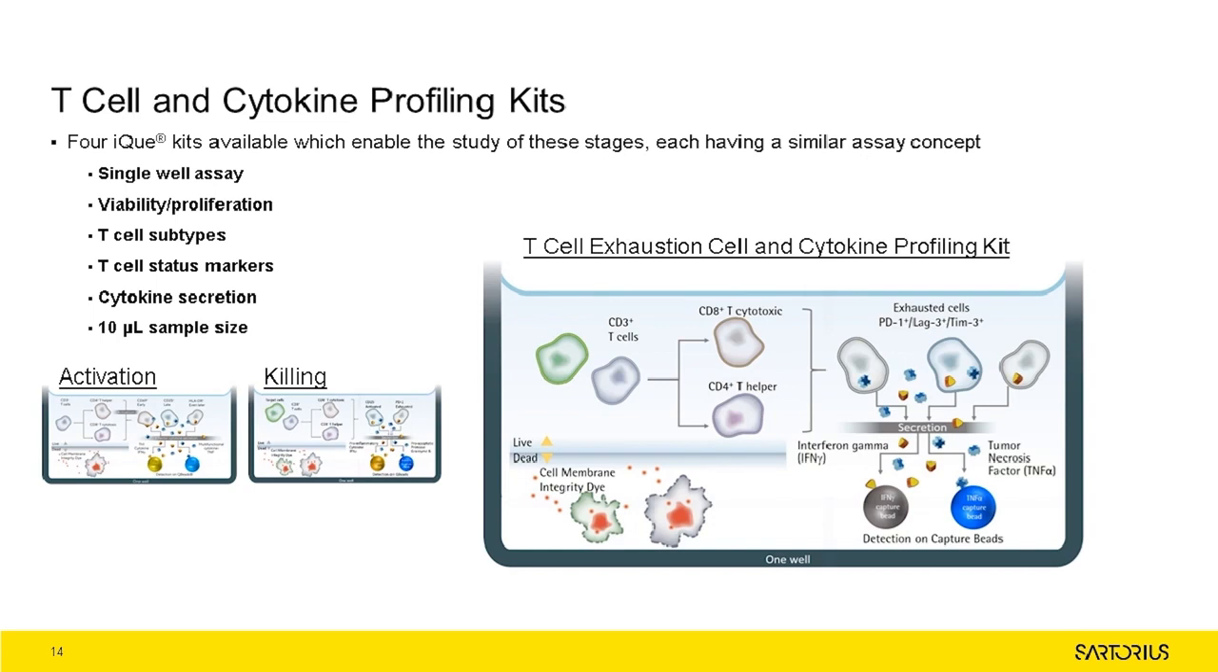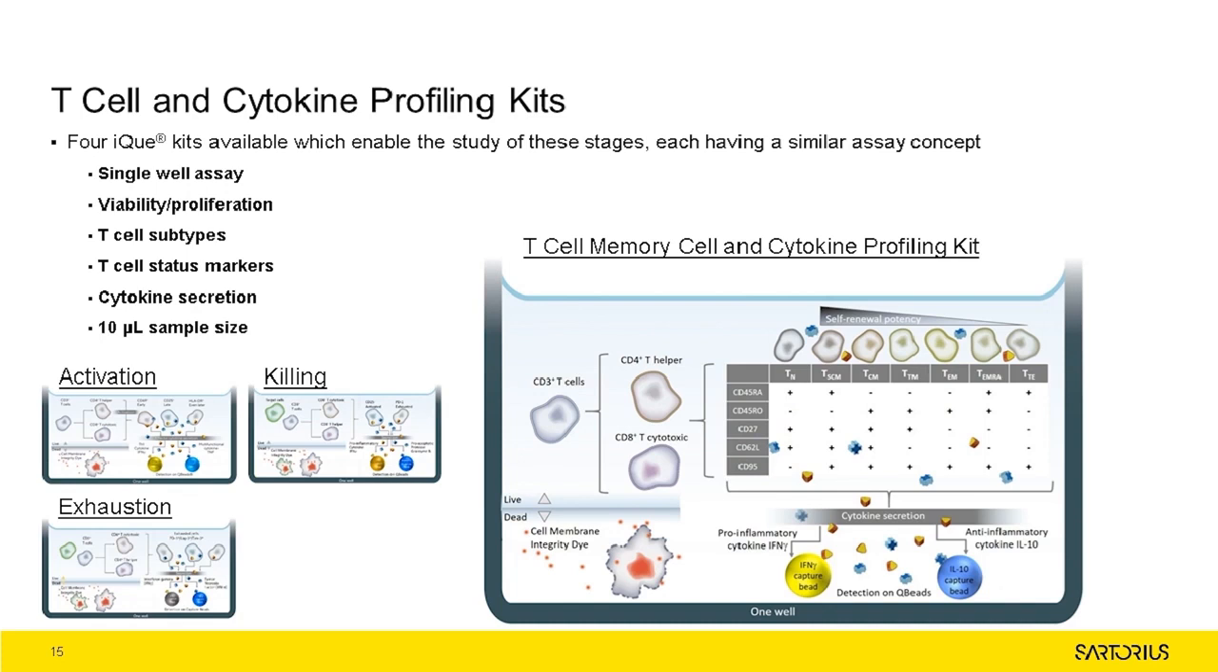T-cell exhaustion allows for the identification of the exhaustion markers PD-1, TIM3, and LAG3 on both CD8 and CD4 T cells, and also looks at both interferon gamma and TNF-alpha release. Finally, the T-cell memory kit is able to identify up to 7 different memory cell phenotypes, as well as interferon gamma and interleukin-10 release.